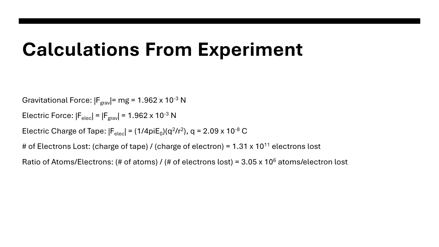The number of electrons lost was found by dividing the charge of the tape by the charge of the electron, giving 1.31 times 10 to the 11 electrons lost. Lastly, the ratio of atoms per electron lost was given as shown here, and there were 3.05 times 10 to the 6 atoms per electron lost, which is where the tape got its positive charge.